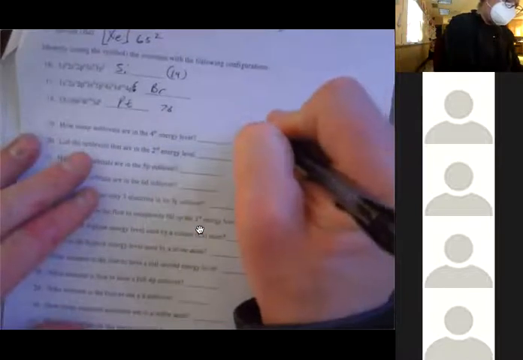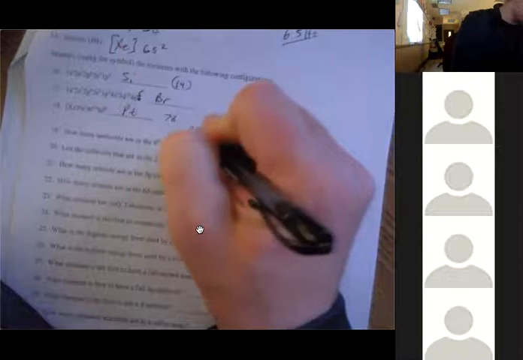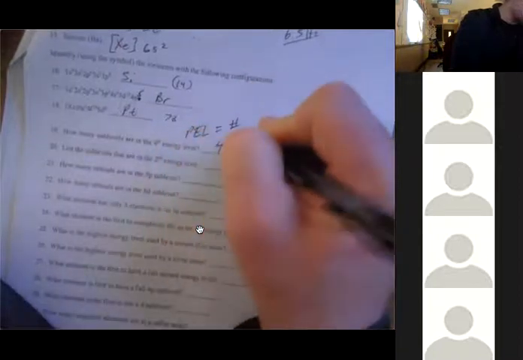Cool. How many sublevels are in the fourth principal energy level? Well, you have S, P, D, and F. You have 4. How many sublevels are in the second? You have S and P. Remember, the number of sublevels is equal to the principal energy level. The PEL equals the number of sublevels.